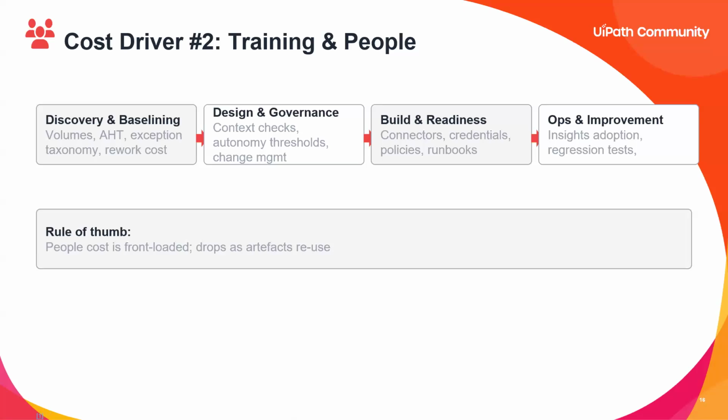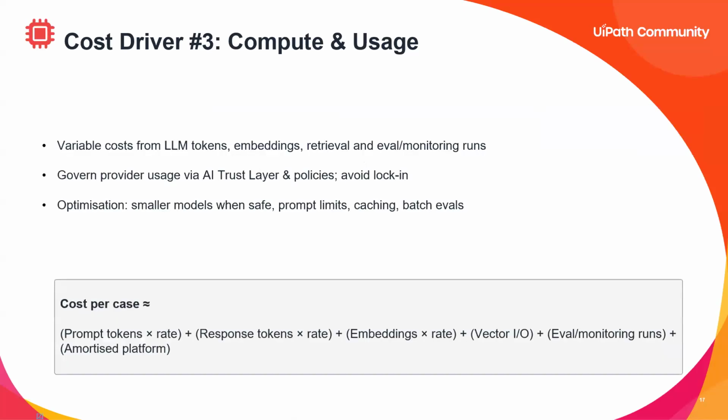And the rule of thumb, people cost is always front loaded. We invest upfront, but as automation assets are reused, the need for repetitive human tasks decreases, which frees people for high value work, as we say, automations. So which will tie directly into our dividends. So next slide. The cost driver 3, compute and usage.